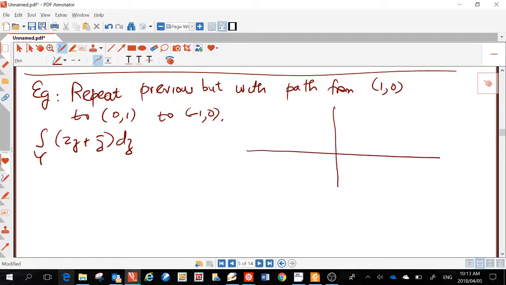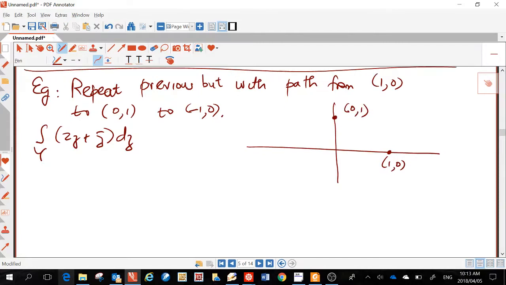This time the path is, you start off at (1, 0). You go in a straight line to (0, 1). And then from (0, 1), you go to (-1, 0). Let's call those A, B, and C. And also, I should have said, let me say anti-clockwise here.